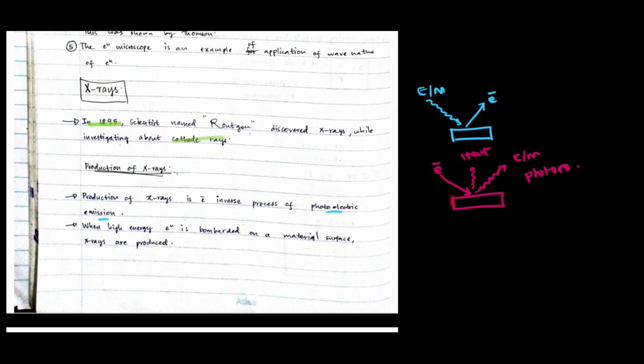So the idea is simple. Here we incident radiation and get electrons emitted. Here we bombard an electron and radiation is emitted. When a high energy electron is bombarded on a material surface, X-rays are produced. So it's clear it's the inverse of photoelectric emission.